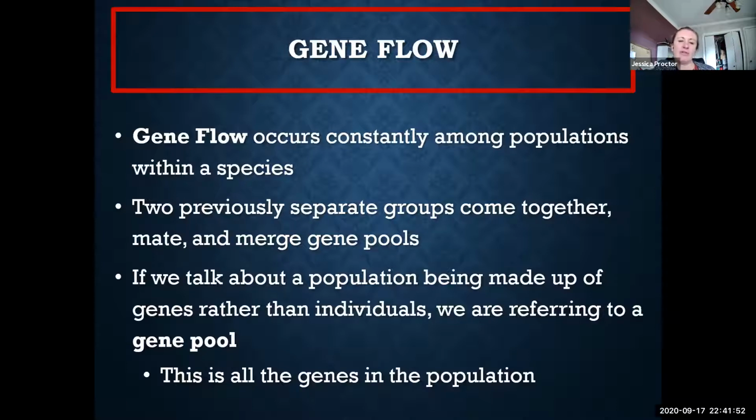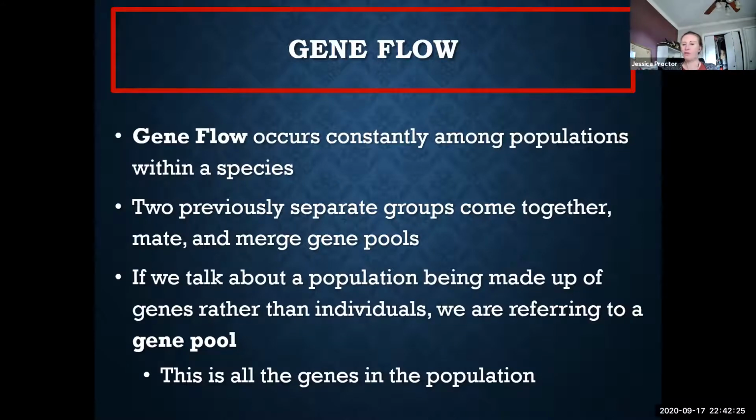So in evolution, this is a good thing. We want populations to breed together. It's two previously separate groups that are now coming together, mating, and merging gene pools. If we talk about a population being made up of genes rather than individuals, we're referring to the entire gene pool. That's all the genes that exist for all those individuals in that population. So if the 500 individuals from population A combined with the 500 individuals from population B, we now have a much larger gene pool.